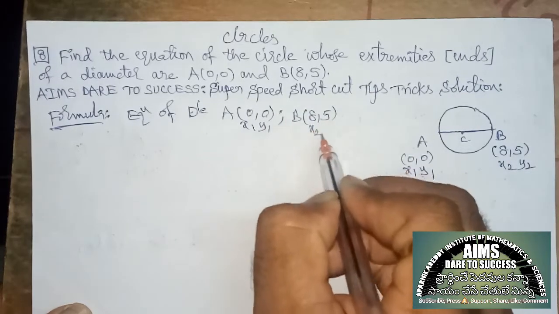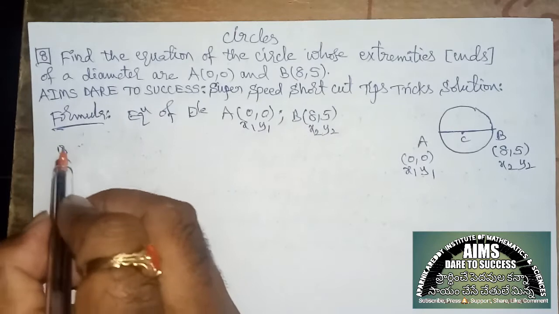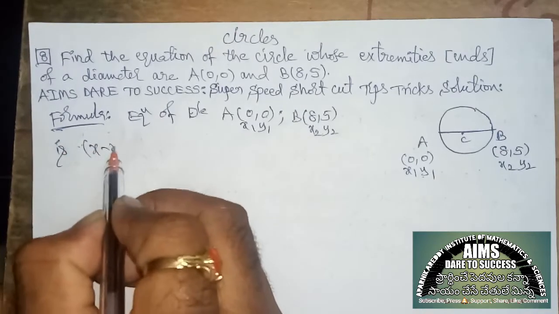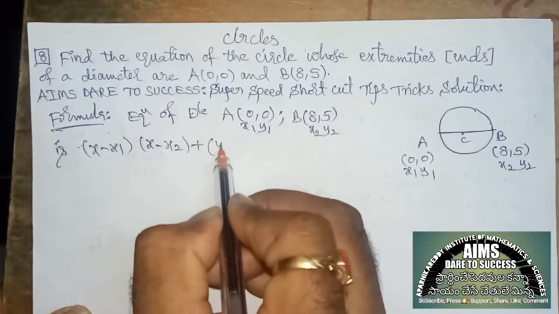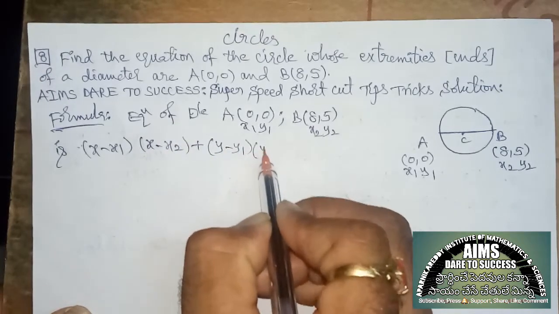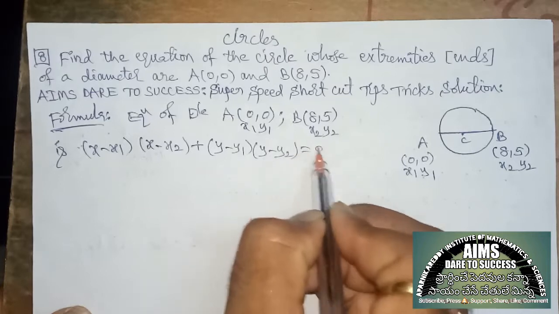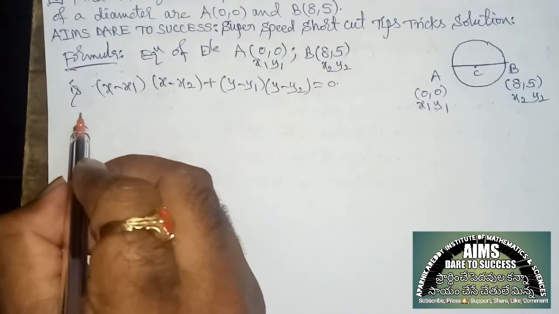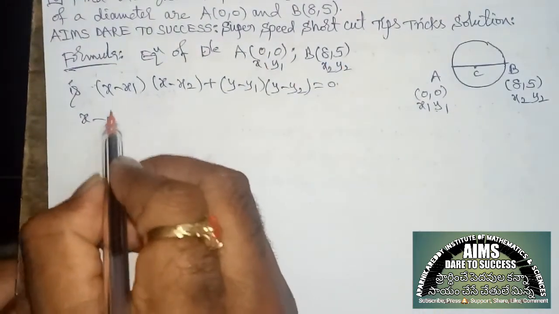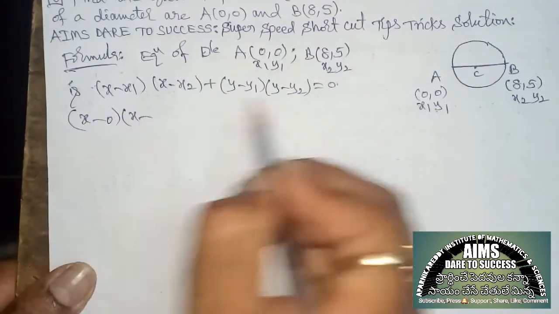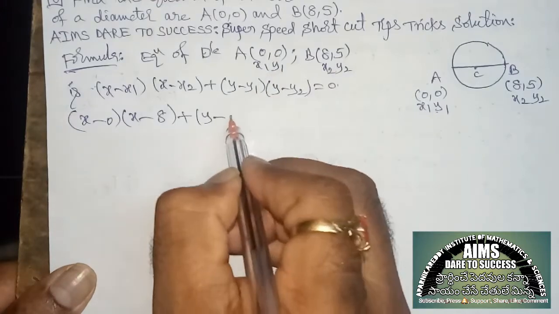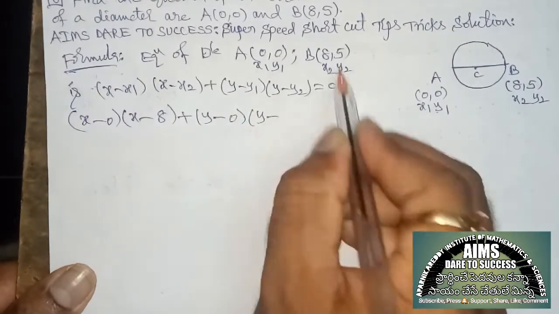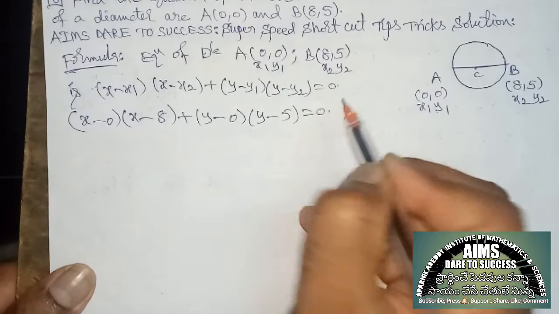is (x minus x1) into (x minus x2) plus (y minus y1) into (y minus y2) is equal to 0. Next, x minus x1 value is 0 into x minus x2 value is 8, plus y minus y1 value is 0 into y minus y2 value is 5, is equal to 0.